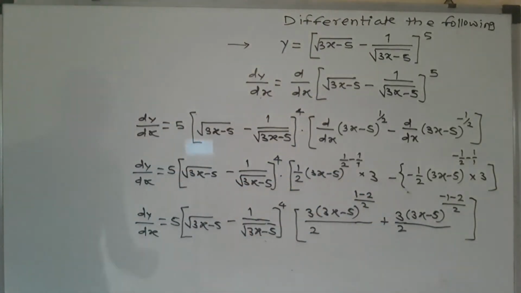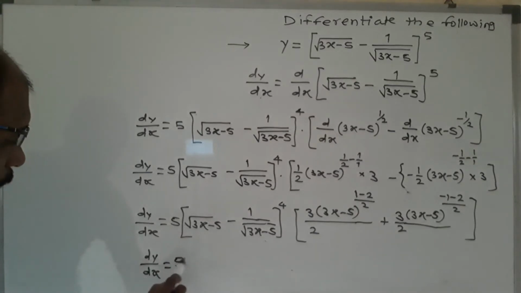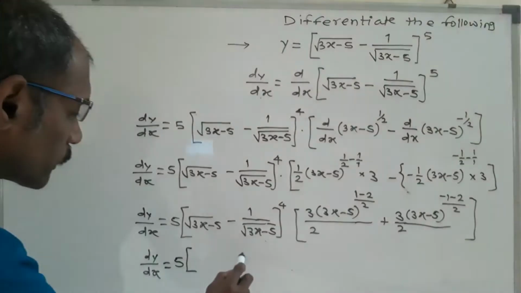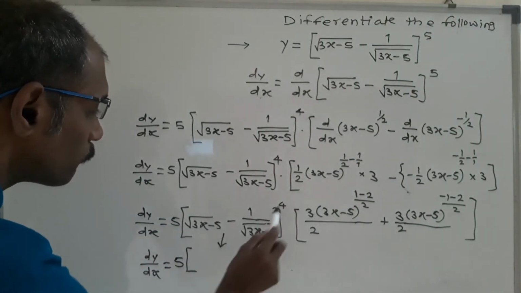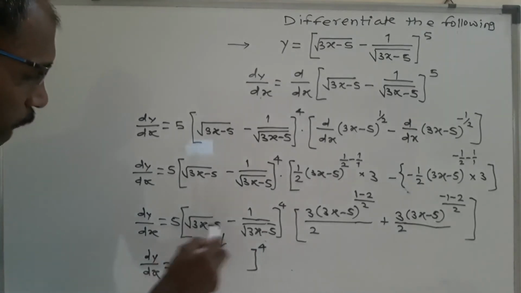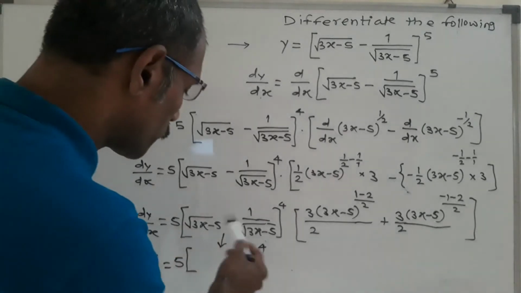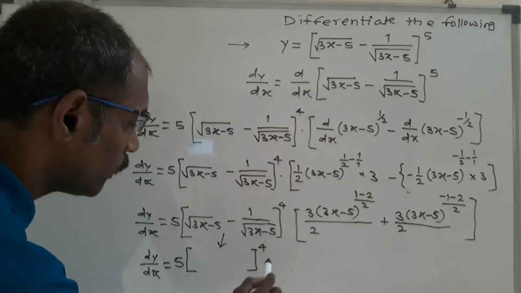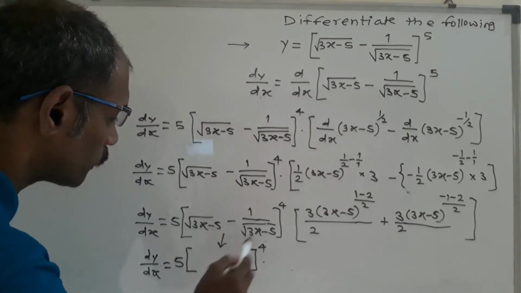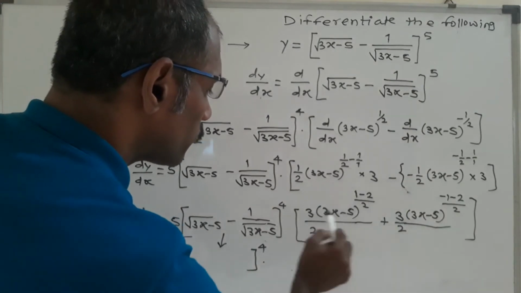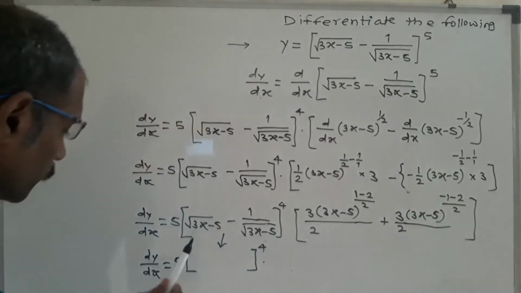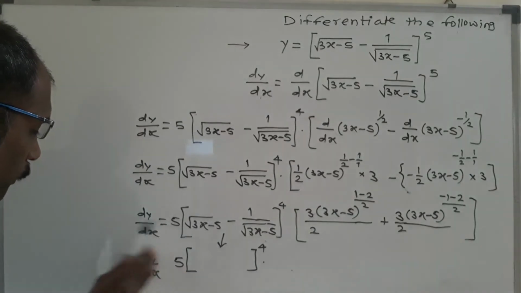Now I will write here dy upon dx is equal to this bracket, the same bracket as it is, raised to 4. The same bracket here, it is time consuming, therefore I am writing this way. You write all these terms here. Now see this, we take 3 upon 2 common, then this common factor we also write here.